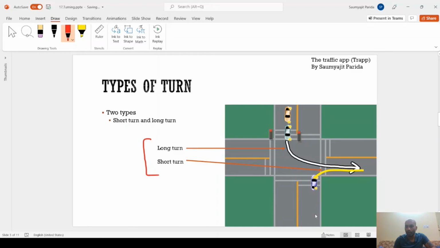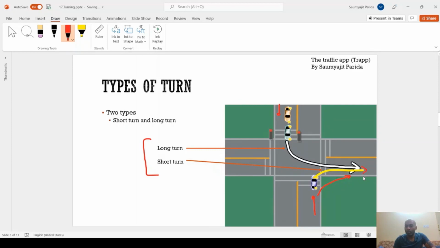Suppose the car is going in this direction and suddenly decides to take a turn. In the Netherlands, we drive on the right. So this is a short turn. Whereas from this lane, if the car has to go towards this lane, then it's a long turn, meaning it has to cover a larger distance. That's why it's called a long turn.